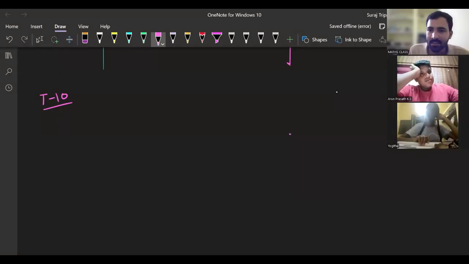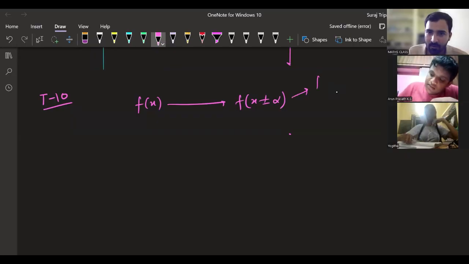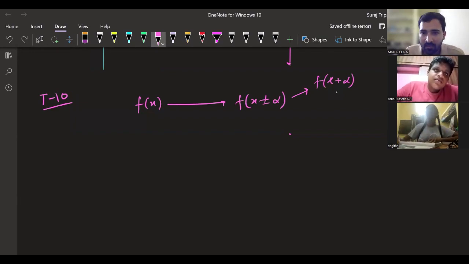So this transformation means we are replacing f of x with f of x plus or minus something, alpha, suppose. So here f of x to f of x plus alpha. If we are taking f of x plus alpha, then we have to shift the entire graph towards the left side by that number, whatever alpha is. If we are considering f of x minus alpha, then we have to shift the entire graph towards the right side.